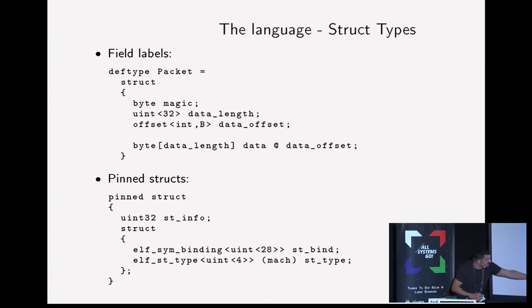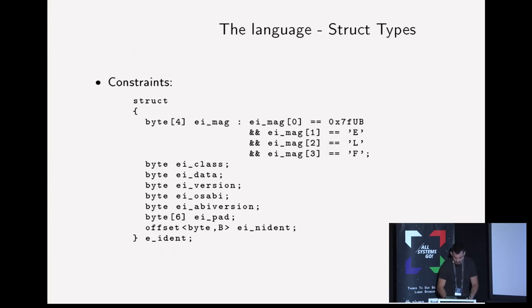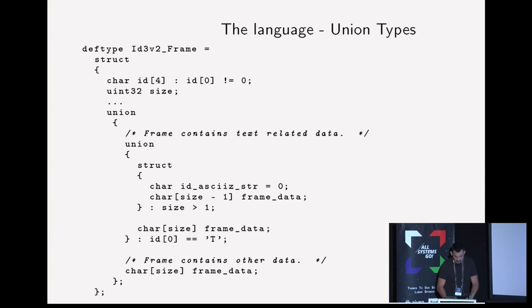So this is from ELF, and it's telling you that you have an ST info, which you can interpret either as an unsigned integer of 32 bits, or as a 28 bits ST bind or 4 bits ST type. All right? It's like a C union. And then you may ask, why did you not call it union? Because POC has union types too.